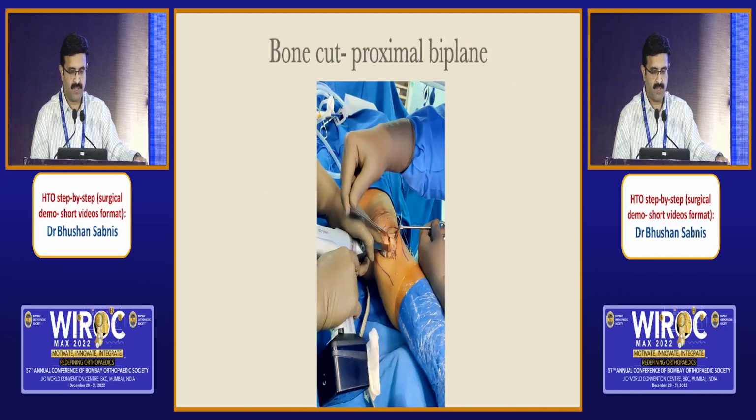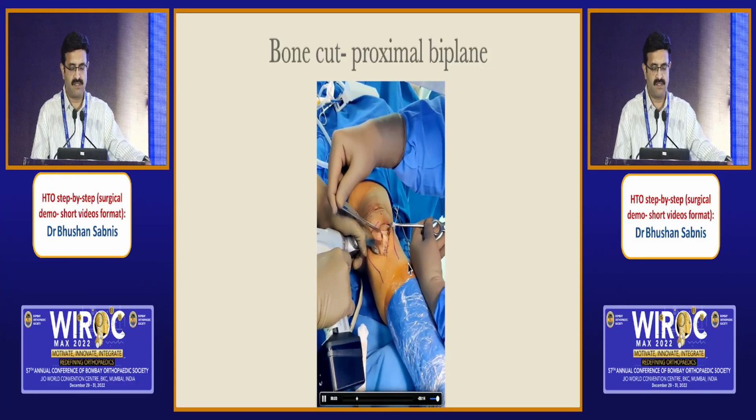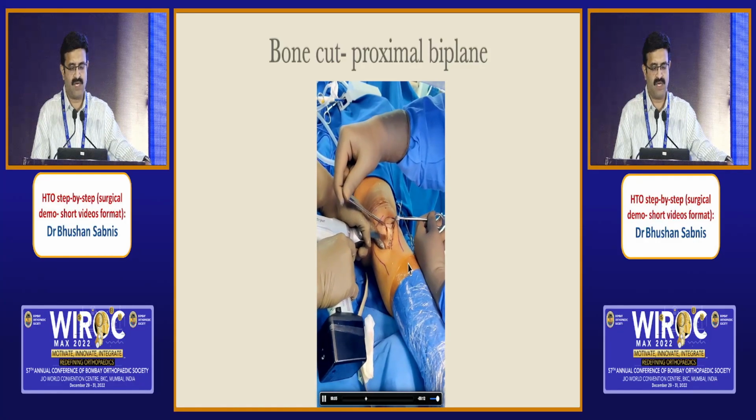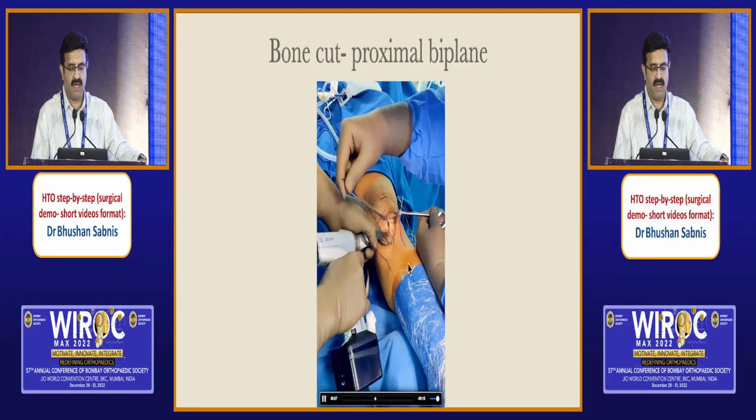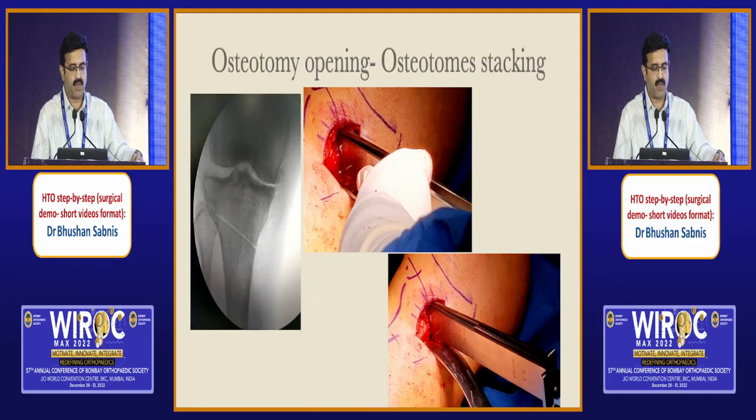Okay. This is followed by a biplanar cut, which is about 100 degrees or 110 degrees at an angle to the transverse cut, and that's elevating the patellar tendon up, and that is how a transverse cut, oblique cut is done. This is called proximal biplane. That's how you will get your osteotomy.